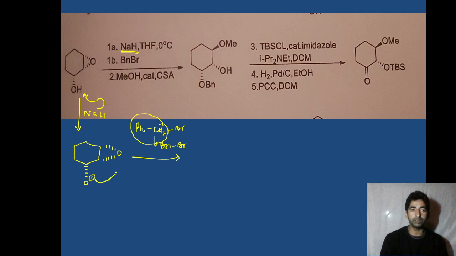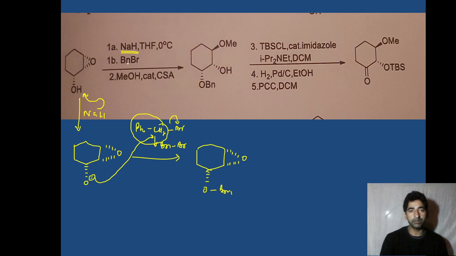So what will happen? This O minus will attack this carbon because Br is a good leaving group. So what am I going to get? I'll get over here OBn. Now this Bn is a very bulky group. It's a benzene ring. It's a very bulky group. Now this alcohol has been protected by this Bn. Over here I have epoxide which is below the plane.